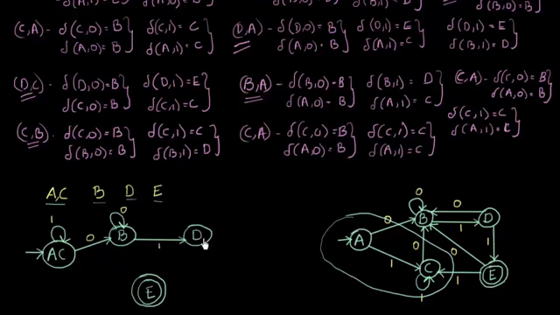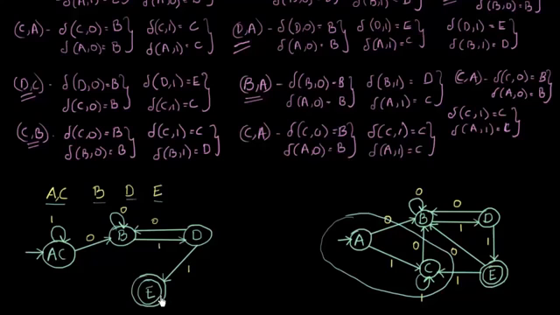Okay, and D, where does it go? D goes to B on getting input 0. So we'll send D to B on getting input 0, and D goes to E on getting input 1. So D goes to E on getting input 1, and what is left?